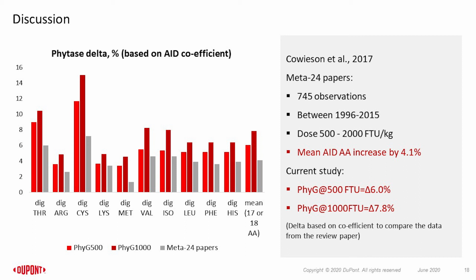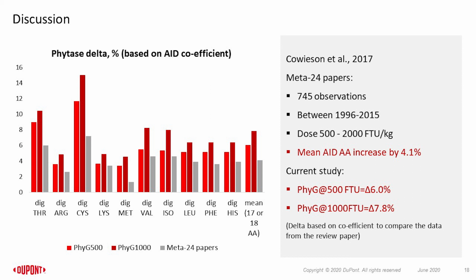These authors collected data from 24 peer-reviewed papers with 745 observations published between 1996 and 2015, in the dose range of 500 to 2000 FTU. Based on the meta-analysis of peer-reviewed studies, the authors concluded that the mean AID amino acids increased by 4.1%. This analysis is based on the coefficient of amino acid digestibility.